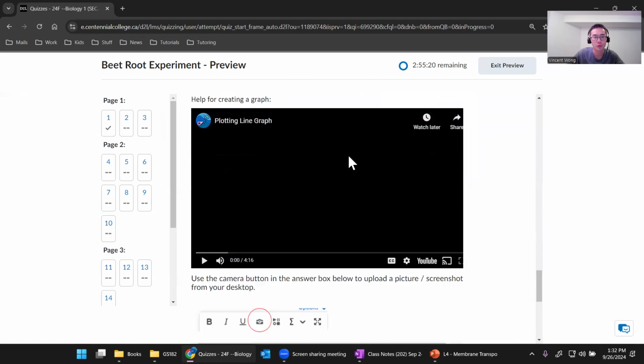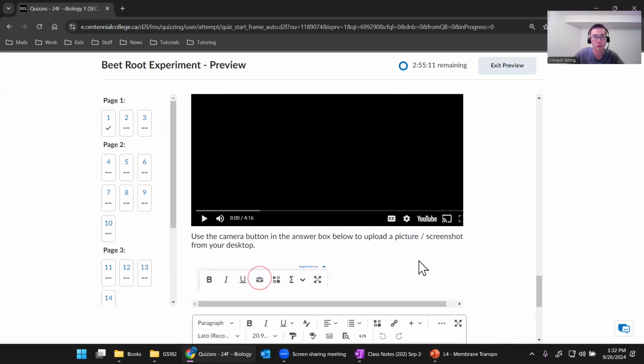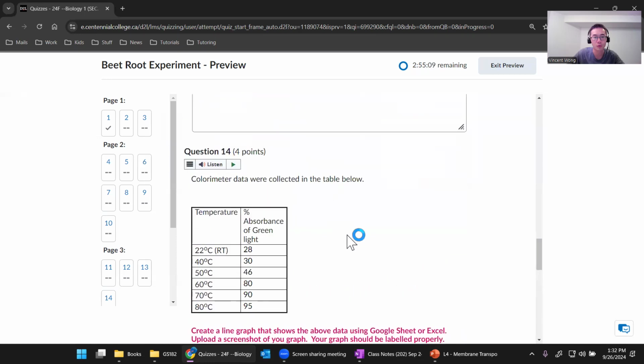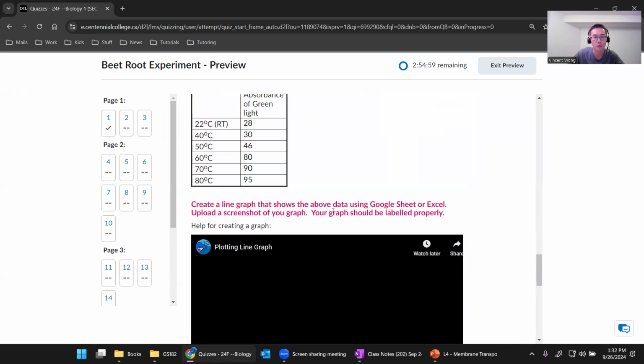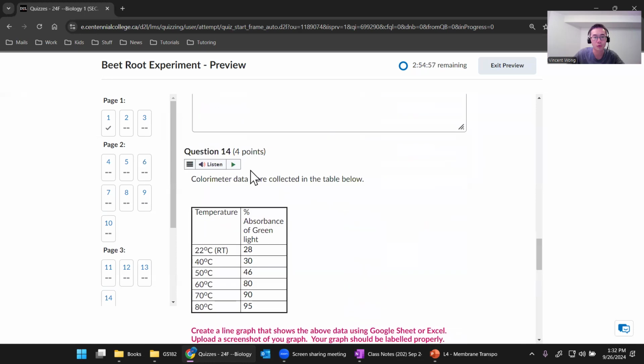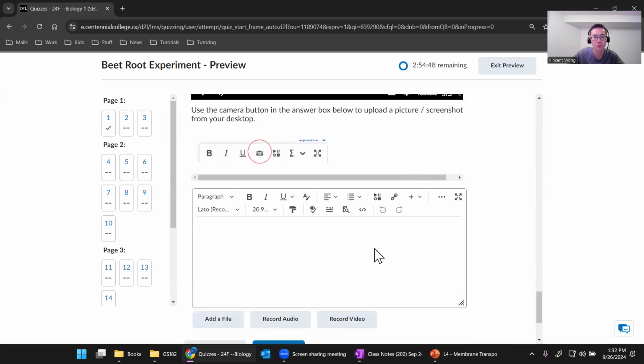Once you have it, you can upload your graph for me. You can take a screenshot. I don't want you to graph by hand, like in the past, which was really messy and not professional looking. Just follow the video, and make sure you label the graphs. This is worth 4 marks. You need to label the graphs, and you need to have the title and everything.